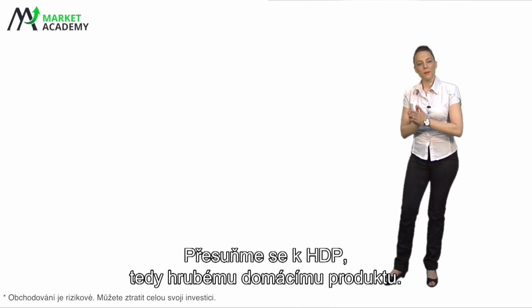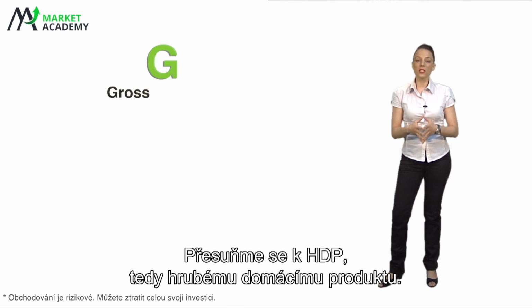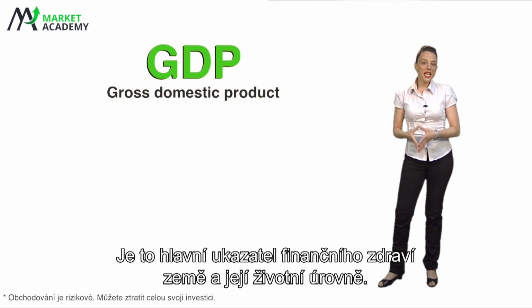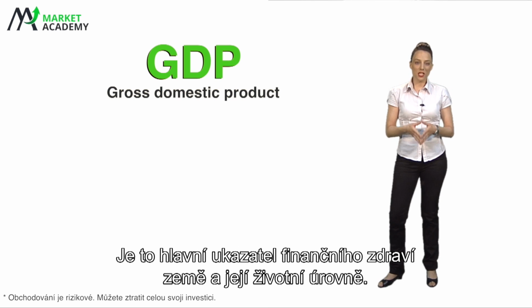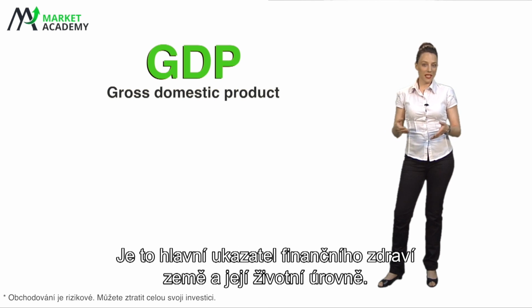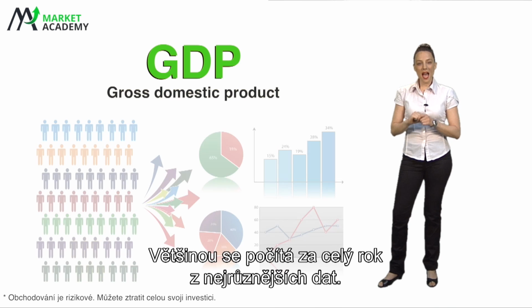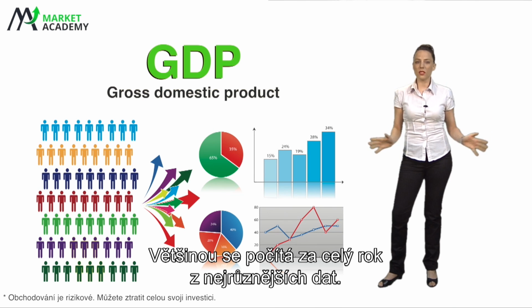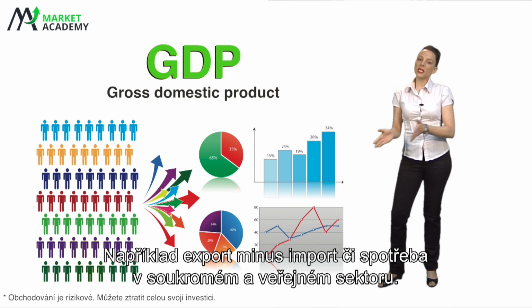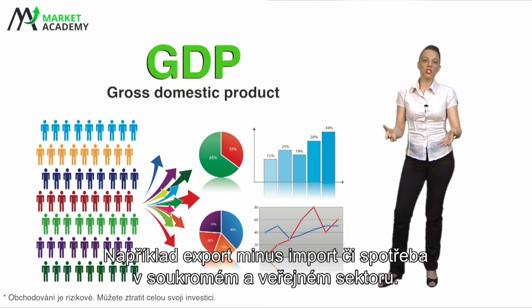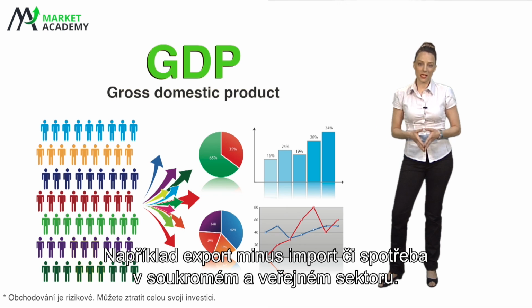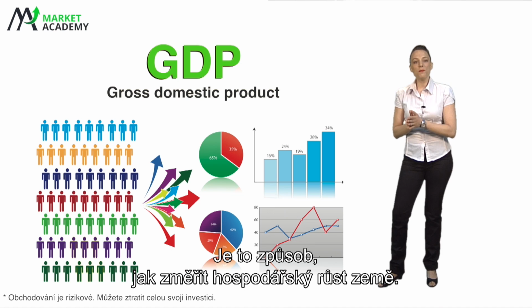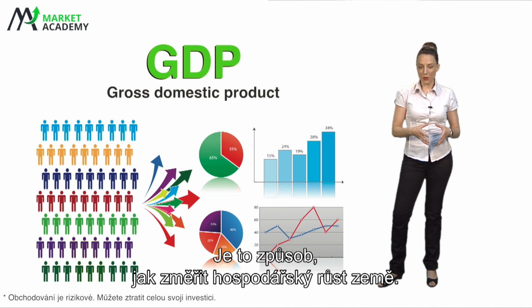Now, moving on to GDP. GDP stands for Gross Domestic Product and is a major indicator of a country's financial health and its standard of living. It's mostly calculated on an annual basis from all kinds of information: exports minus imports, and consumption from the private and public sectors. So this is a way of measuring the economic growth of a country.